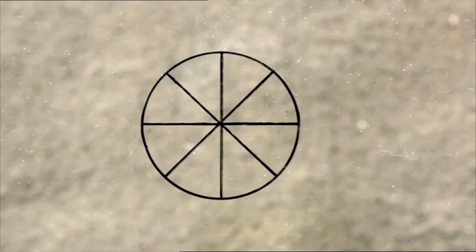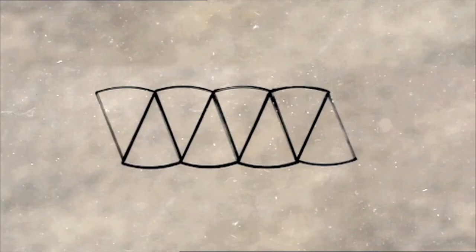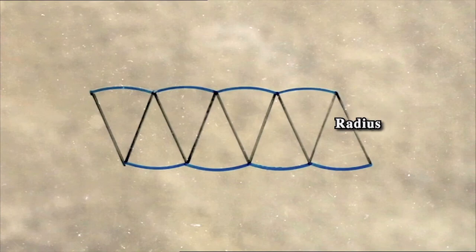If we cut the circle into 8 equal parts and then rearrange them, the following figure will be formed. The lateral side of the figure is the radius of the circle. The top of the figure is composed of a set of arcs. The base of the figure is also composed of a set of arcs.